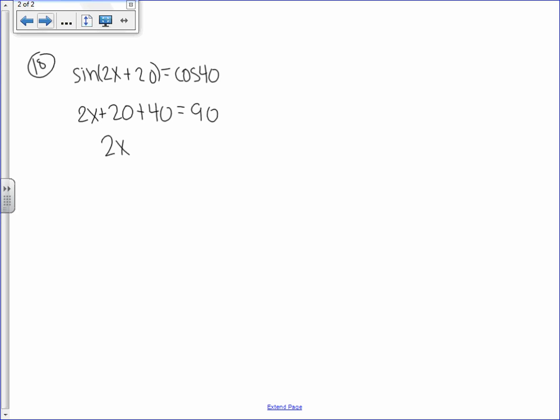For 18, we're given sine and cosine. So we have the sine of 2x plus 20 is equal to the cosine of 40. Cofunctions that are congruent are complementary. So that means that 2x plus 20 plus 40 has to equal 90. Combine like terms. This is 2x plus 60 is equal to 90. You get that 2x is equal to 30. So x is equal to 15 degrees.